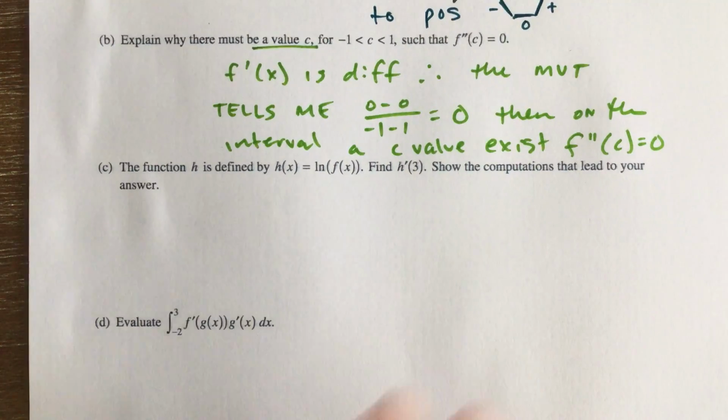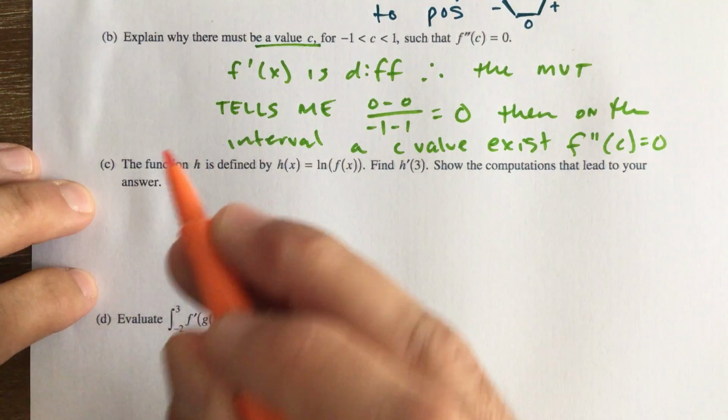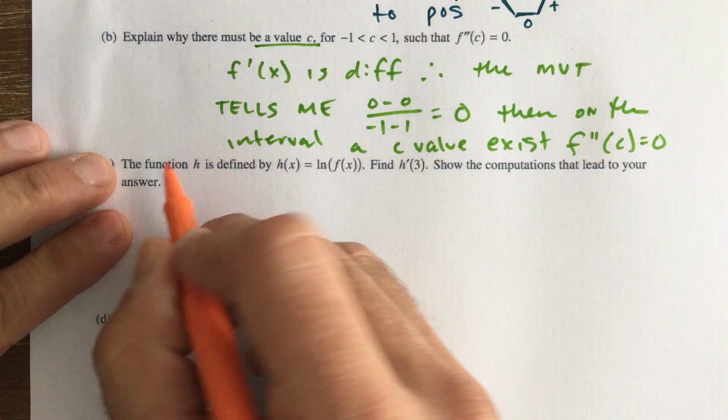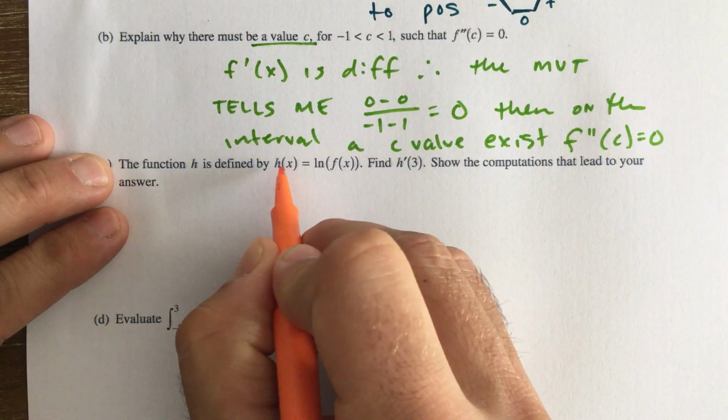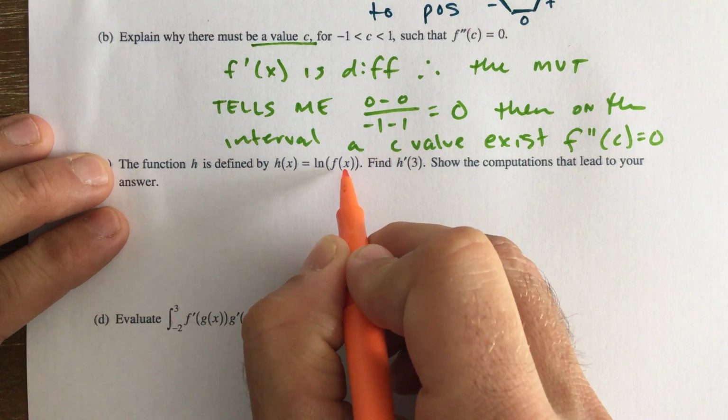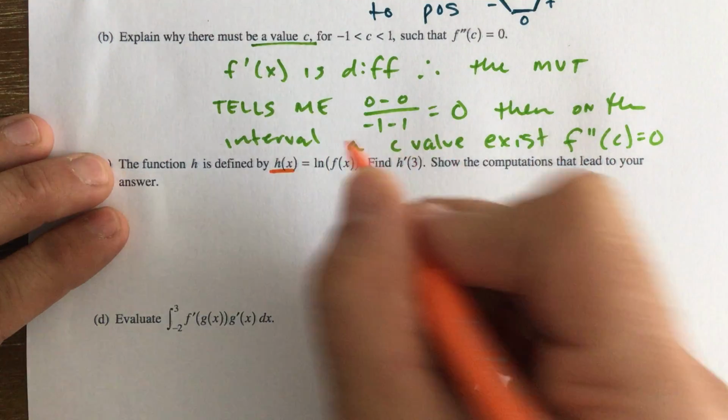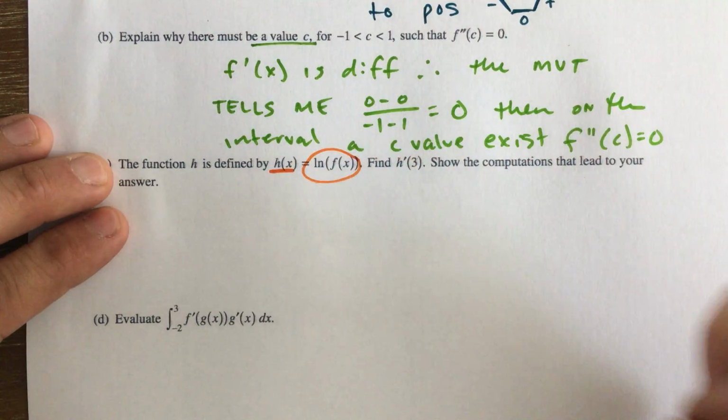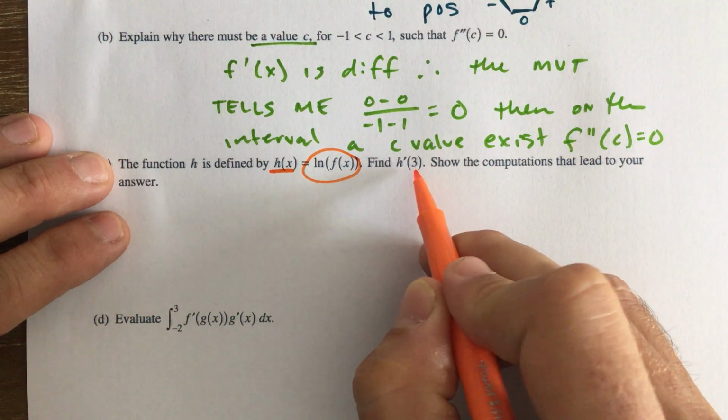Okay? And part C, the function h, so they are introducing a new problem. That's why it is a graph, chart, and derivative problem. So the function h is defined by h of x equals ln f of x. So this new thing that they just introduced, they want me to probably take a derivative and then plug in 3.